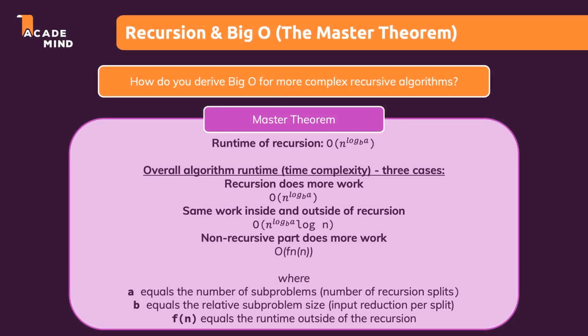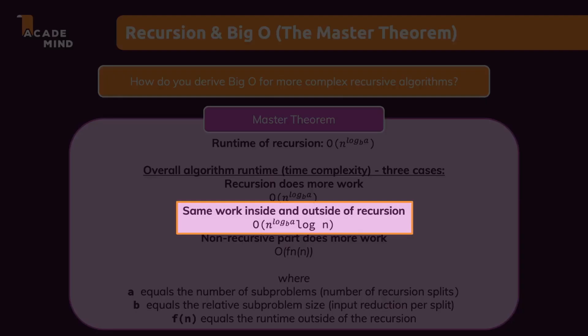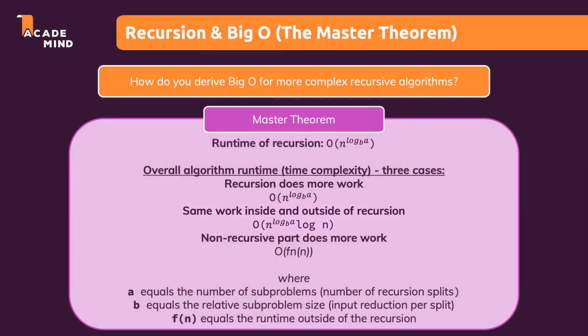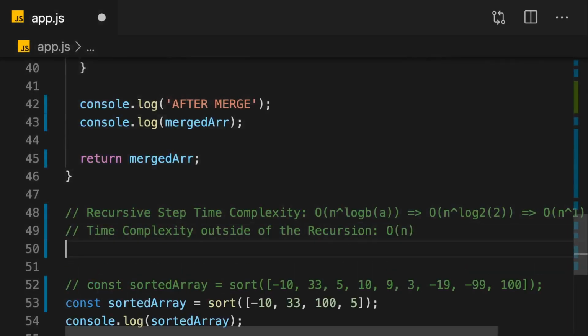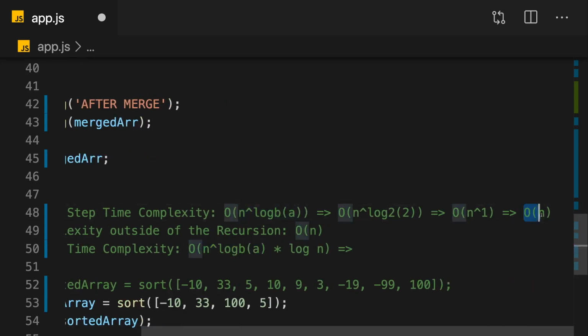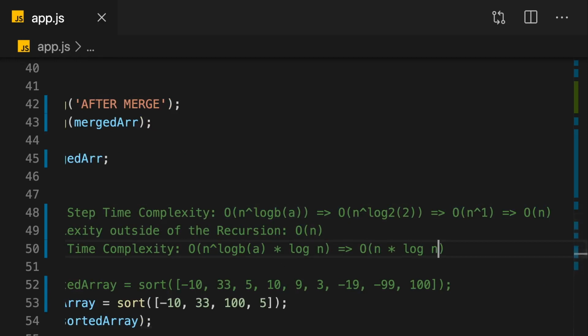And back on our slide, this means we're back to this case here. We got the same work inside and outside of the recursion, and hence the overall algorithm runtime or time complexity is simply O of n to the power of log b of a times log n. Now we learned that this here is just n in the end, right? And therefore we got O of n times log n. And this is exactly what I showed you on the slide. This is the runtime of the merge sort.